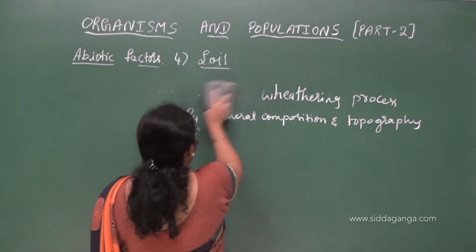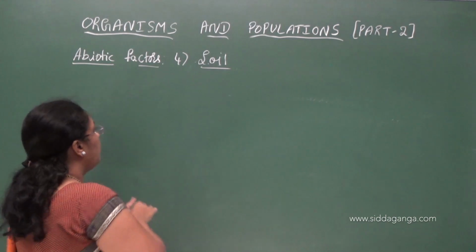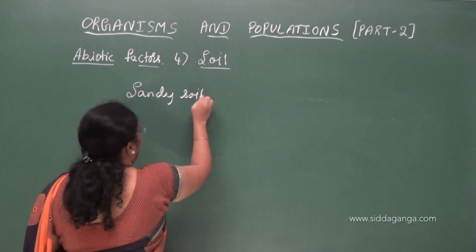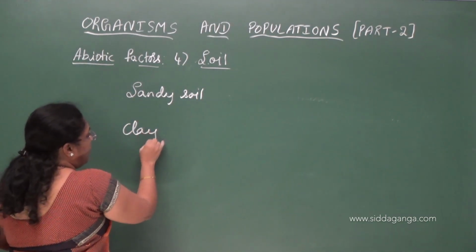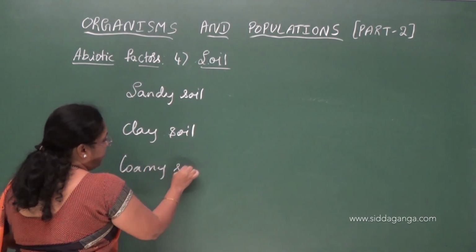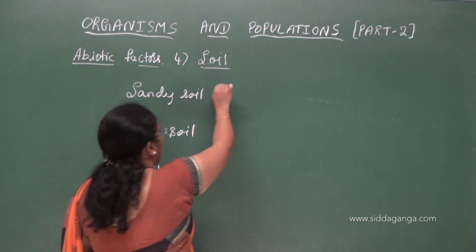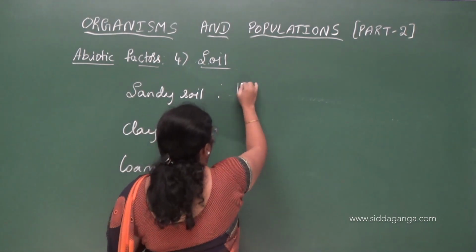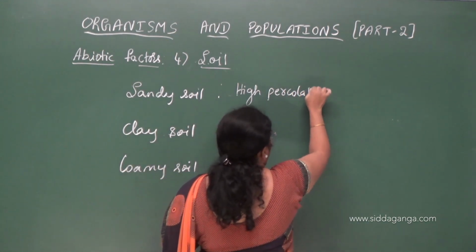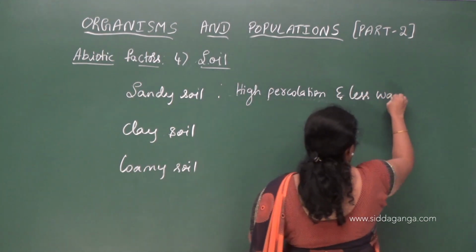So we have three types of soil: sandy soil, clay soil and loamy soil. Sandy soil has high percolation and less water holding capacity.